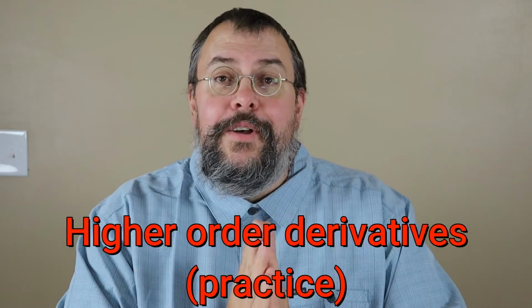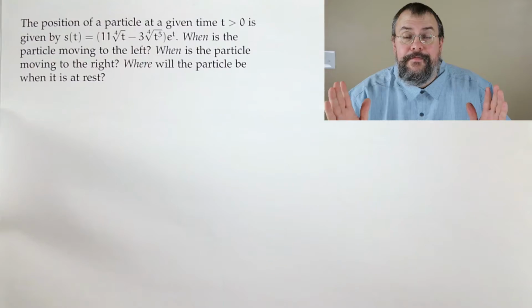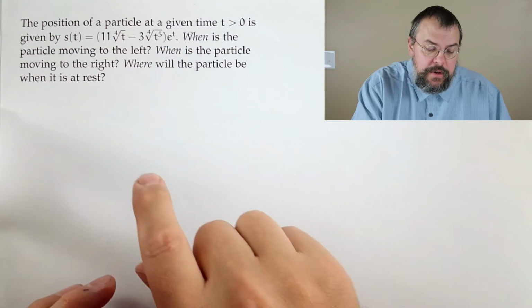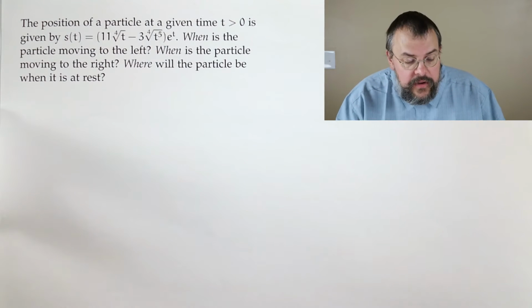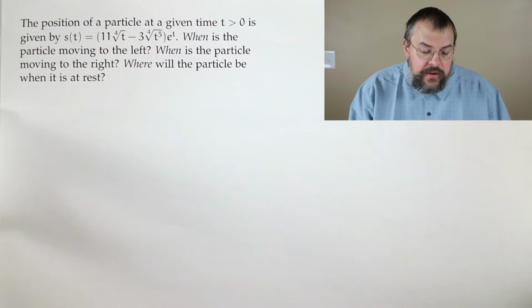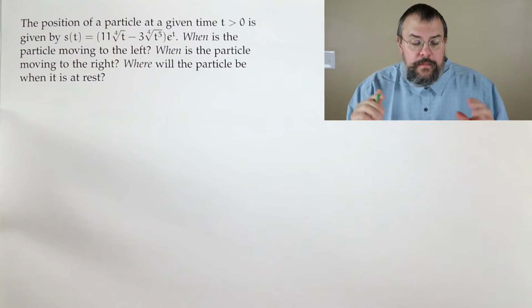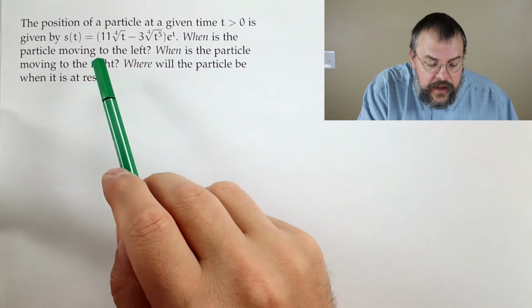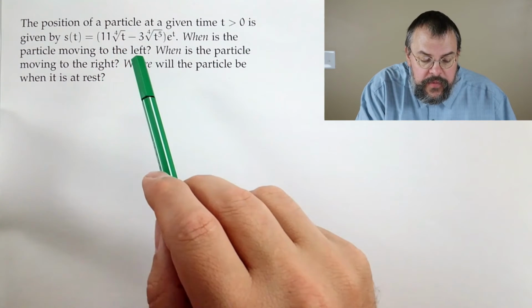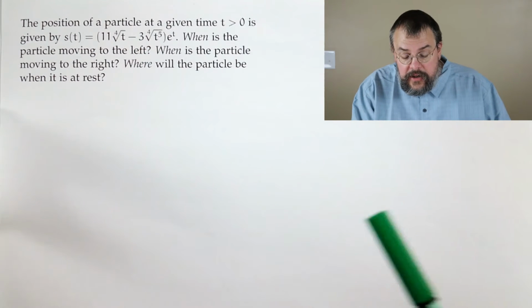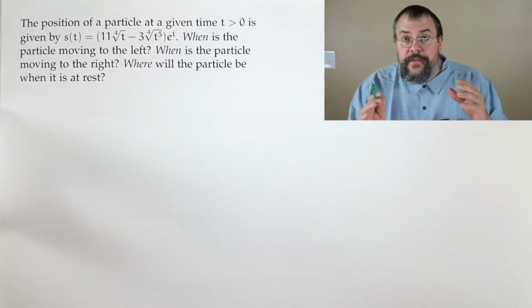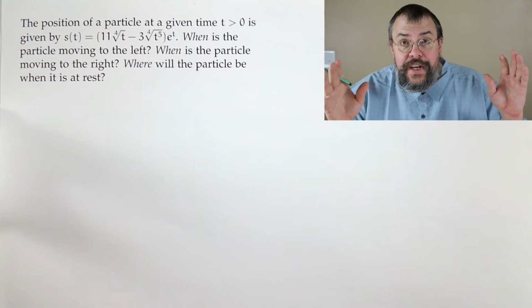All right, let's begin. So, the position of a particle at a given time, where time is positive, is given by the following. So S, remember S of t stands for position. It's 11 times the 4th root of t minus 3 times the 4th root of t to the 5th, e to the t. Wow, okay. Strange function, but okay. It is what it is.